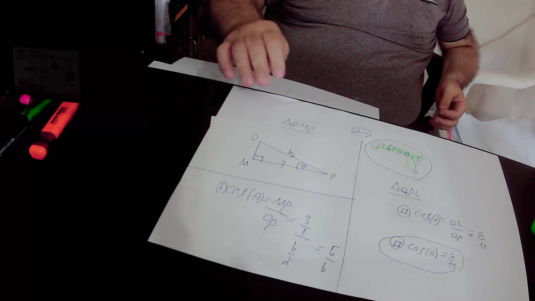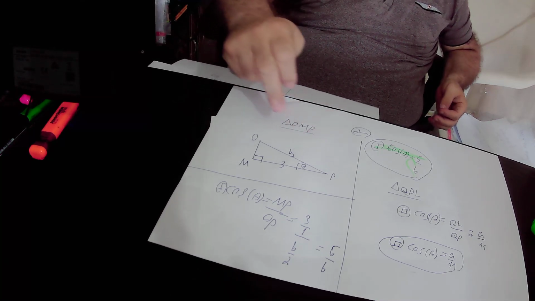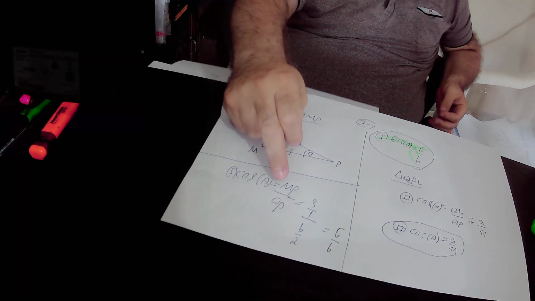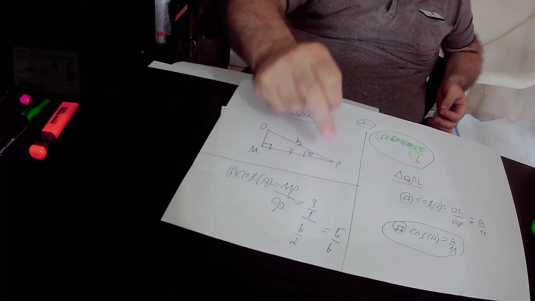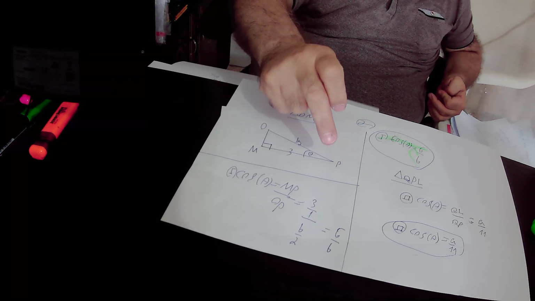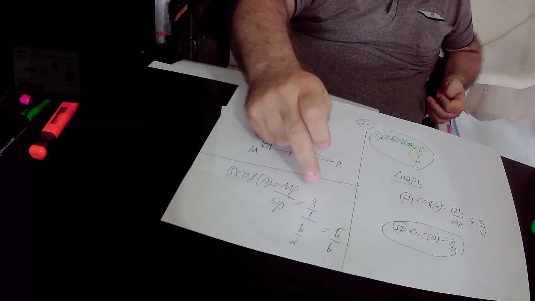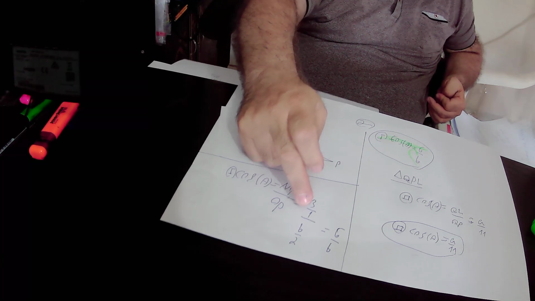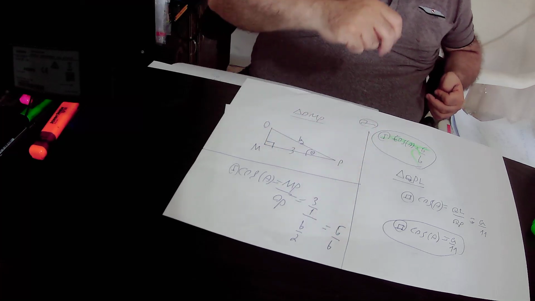In the right triangle OMP, cosine theta equals MP over OP. MP equals 3, OP equals B over 2. 3 over B over 2 is 6 over B. 2 moves to the numerator, 2 times 3 is 6, and B moves to the denominator. So in total we get that cosine theta equals 6 over B.